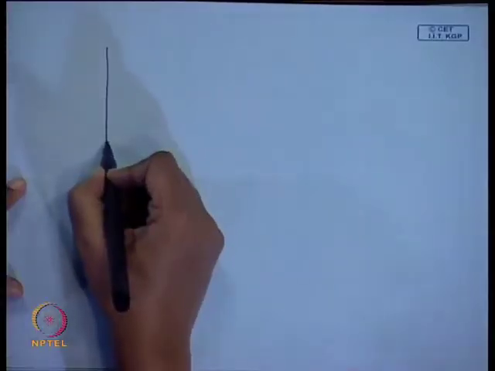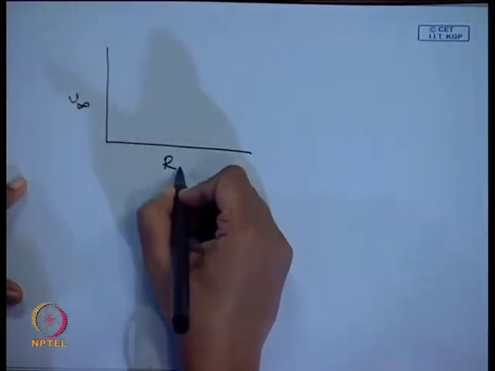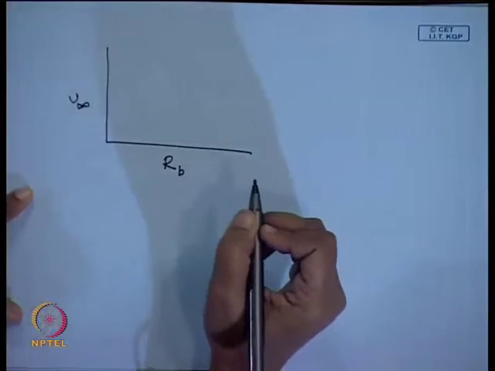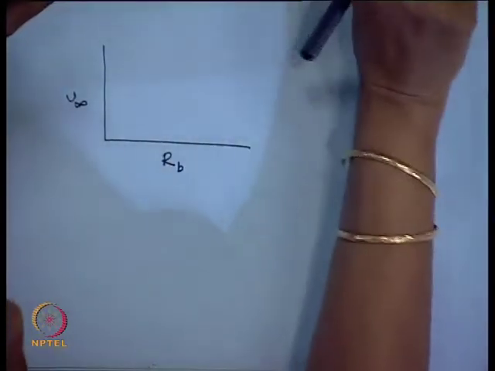Now, usually we find that if you plot u infinity with, say, the bubble radius r b, then in that case you do not get a smooth curve. Okay.